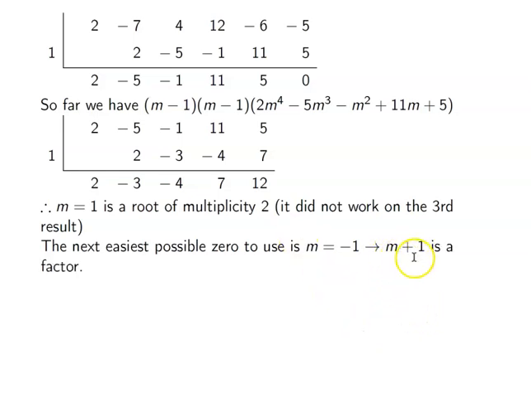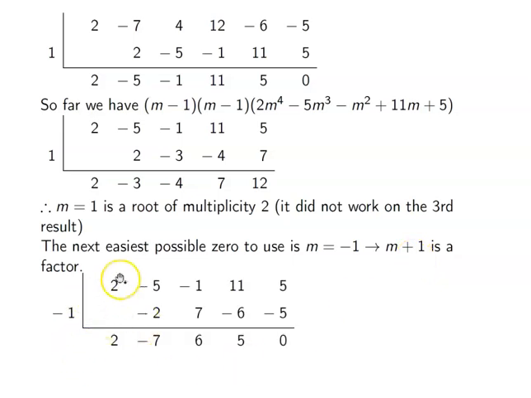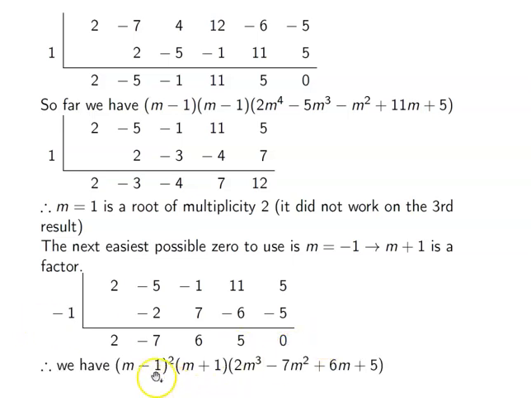So that would mean that m plus 1 is a factor, and then we're going to do the same thing. 2 drops down, multiply, the result comes over, I add. Okay, I get -7, multiply, changes to a positive, I add, I get 6. I multiply, I get -6, I add, I get 5. I multiply, I add, I get 0. So that means -1 is a factor as well. So far I have m minus 1 squared, and m plus 1 once, and then this cubic.